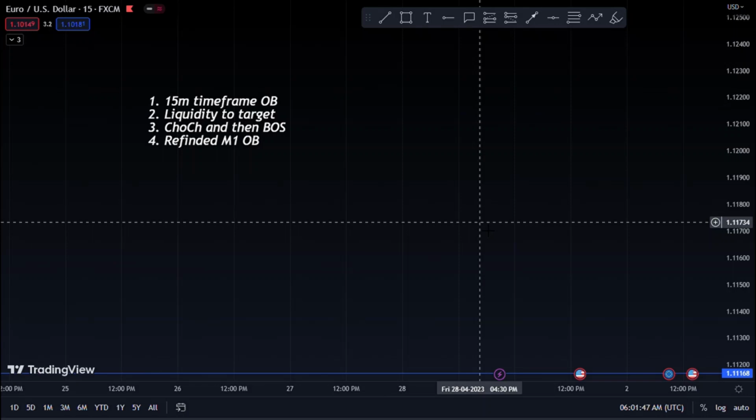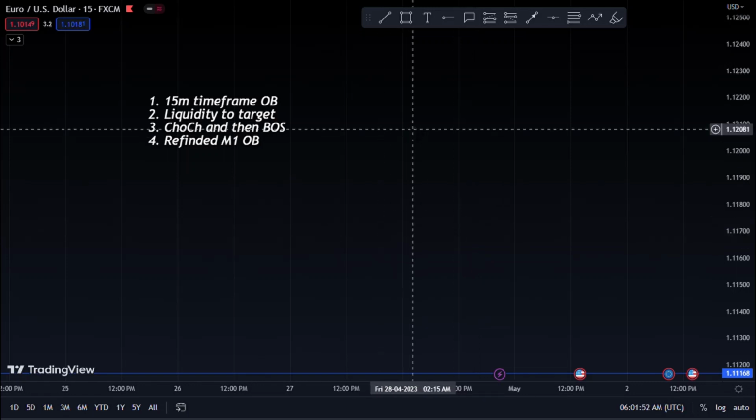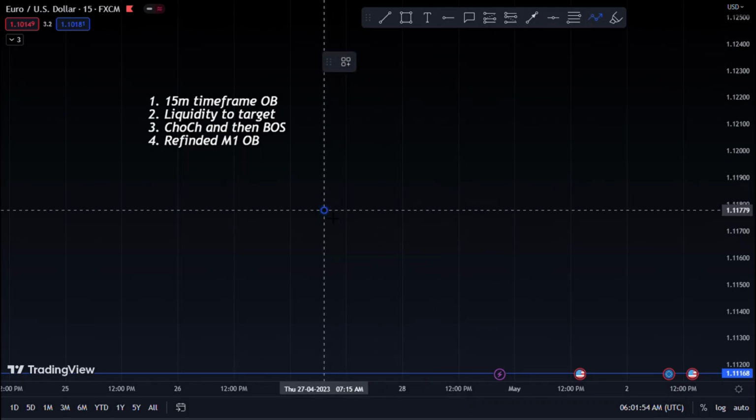Hey guys, I am SMCFX trader, and in this video I am going to show you how we can get a 1 minute scalping entry. At first we have to look at the market structure.